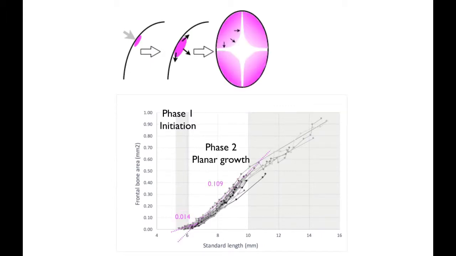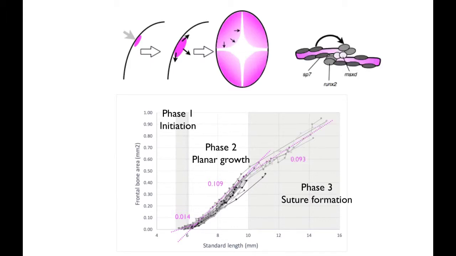In the second phase, the bones enter a stage of rapid planar growth, when the two frontal bones, and with a slight lag of several days, the two parietal bones grow towards the apex of the skull to cover the surface of the brain. Then finally, in the third phase, the bones make contact and begin to form overlapping sutures, at which point their growth is measurably slower. And we can quantify that growth rate also in the third phase of suture formation.